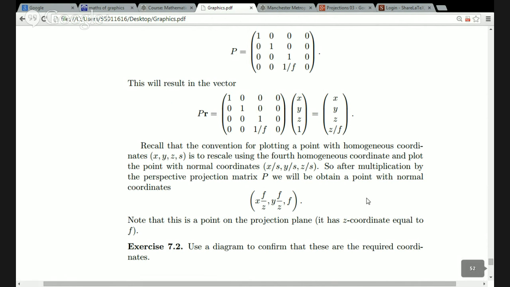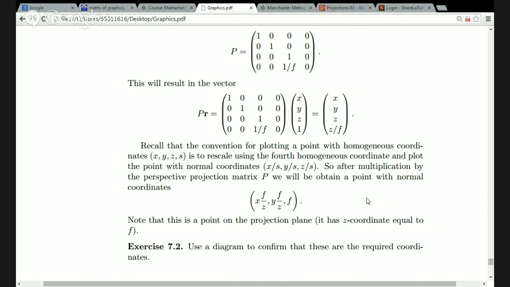And then after multiplying all the vertices by this matrix, we adopt the convention for what actual three-dimensional point is represented by a set of four homogeneous coordinates like that. The convention is that you always divide everything by the fourth coordinate in order to obtain the actual x, y, and z components. So dividing x, y, and z by this scaling factor z over f produces these coordinates, xf over z, yf over z, and f. So these are now the coordinates of the projected point on the projection plane.